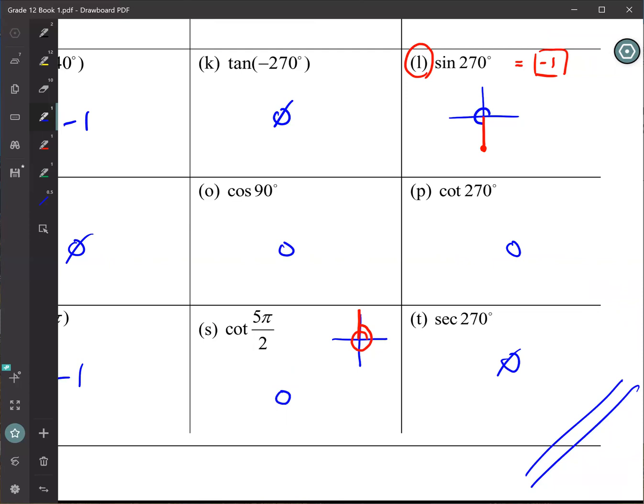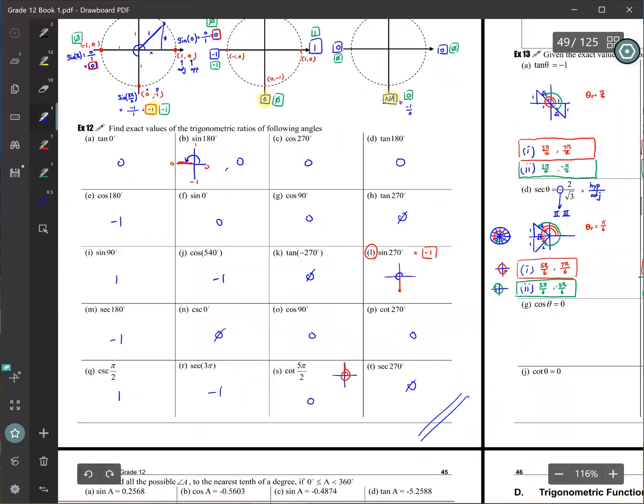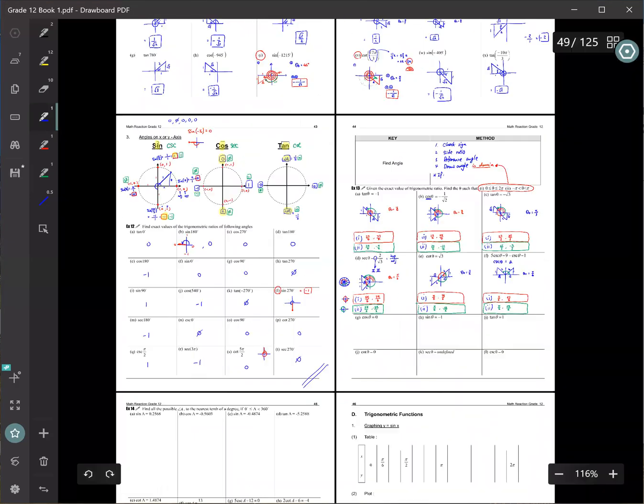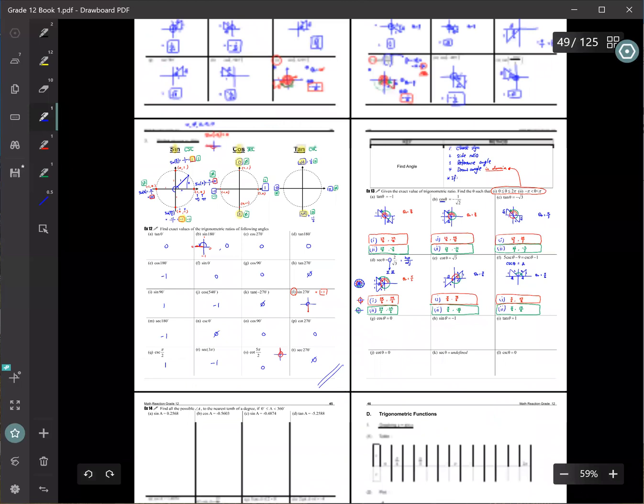So cotangent is flipping tangent, right? Tangent is undefined, so when you flip that, it becomes 0. Okay, very good. Any other questions? Okay, so I'll see you guys after the break.